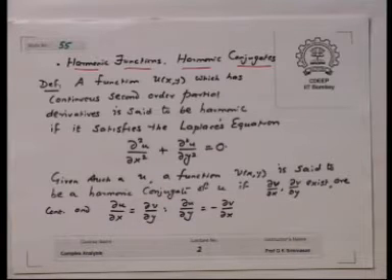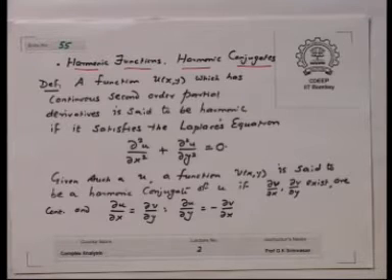Now, given such a u, given a harmonic function u, a function v is said to be a harmonic conjugate of u if the pair u v satisfies the Cauchy-Riemann equations. That is, if del u by del x equal to del v by del y and del u by del y equal to minus del v by del x. Is it clear? What is the harmonic conjugate of a harmonic function?